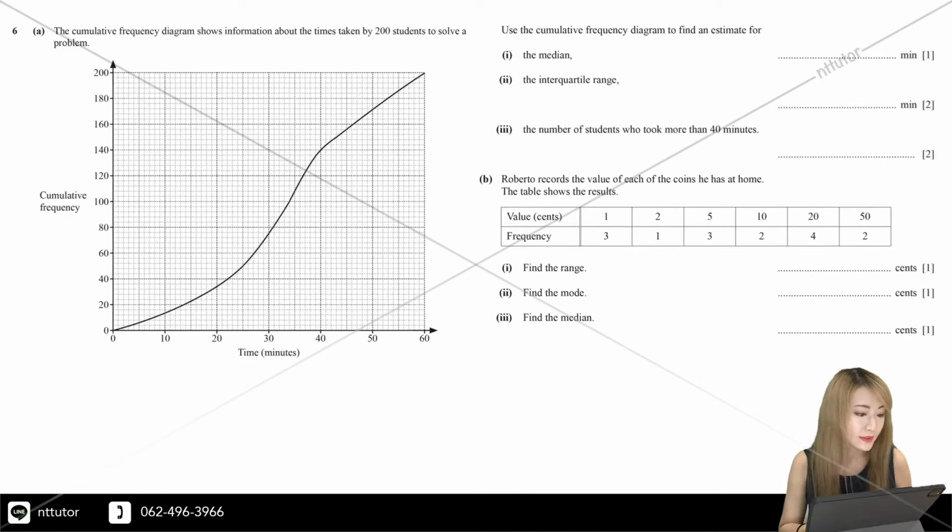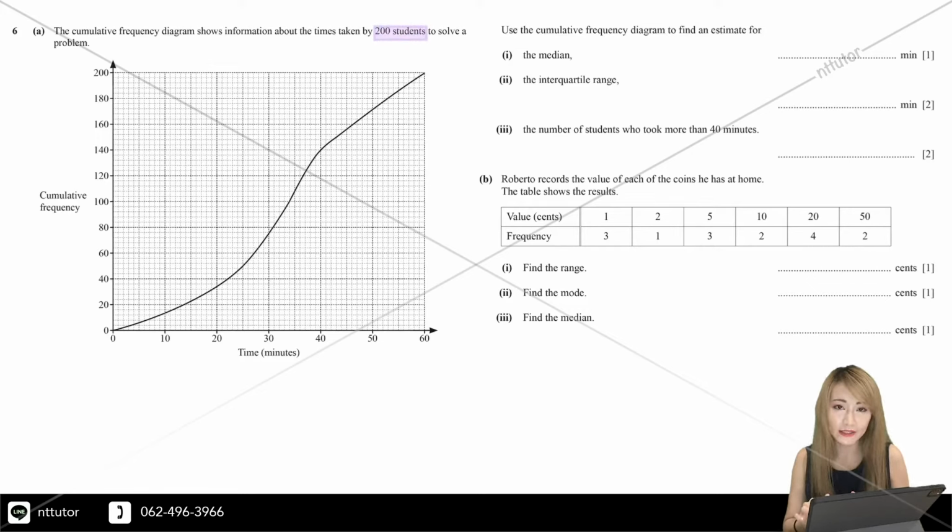A. The cumulative frequency diagram shows information about the times taken by 200 students to solve a problem. Use the cumulative frequency diagram to find an estimate for 1. The median. So we have 200 students.